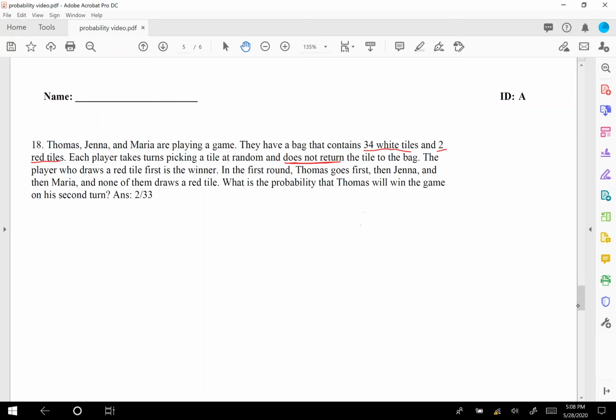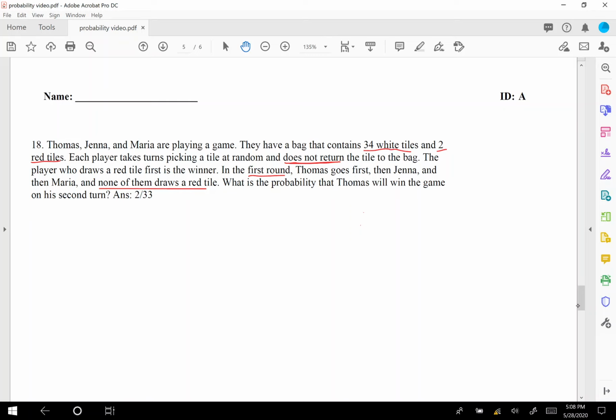In the first round, Thomas goes first, then Jenna, then Maria. And none of them draws a red tile. Okay, so key thing, nobody drew a red tile. What is the probability that Thomas will win the game on his second turn?